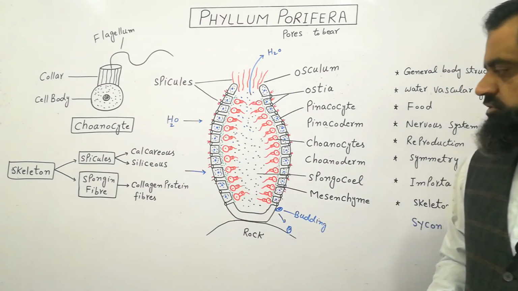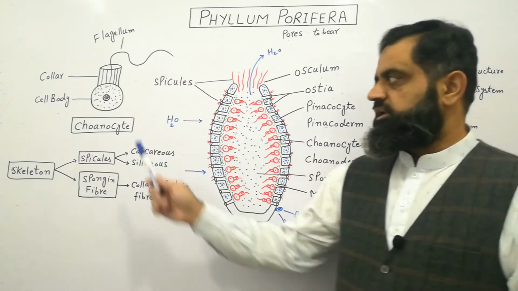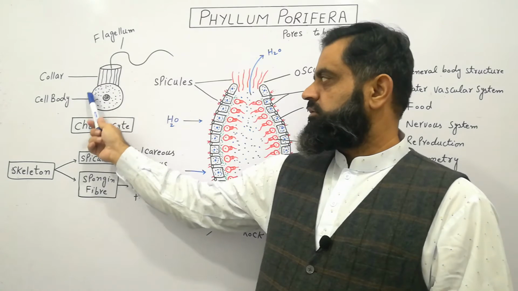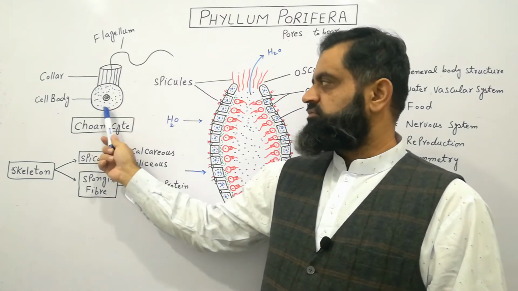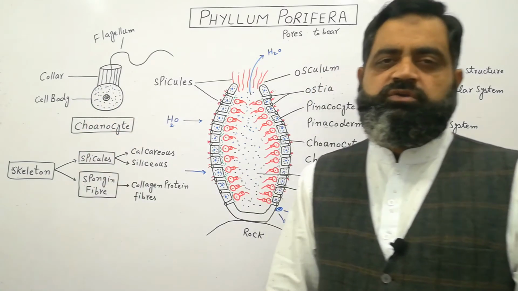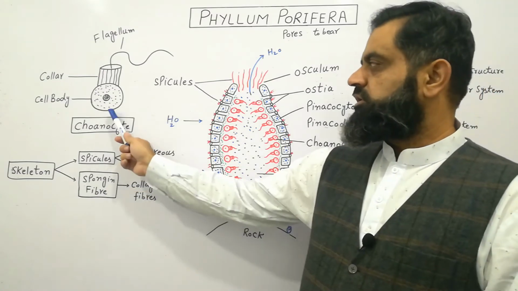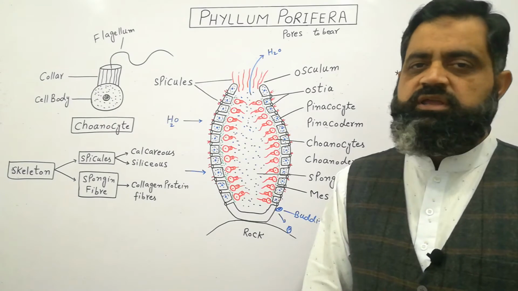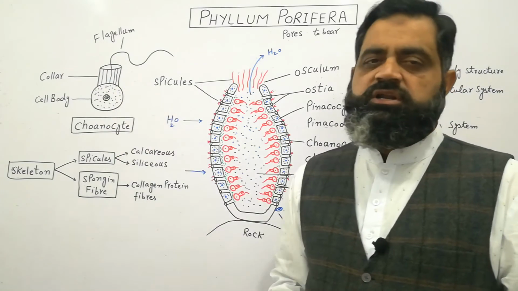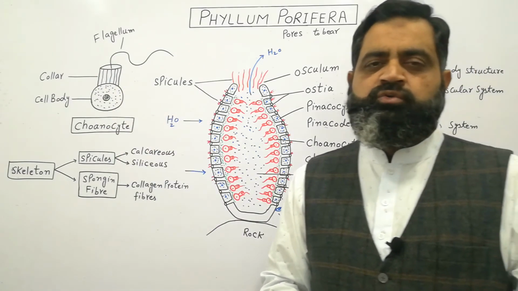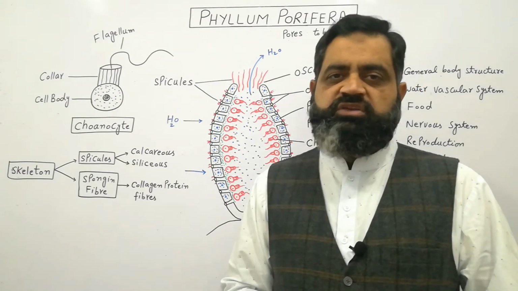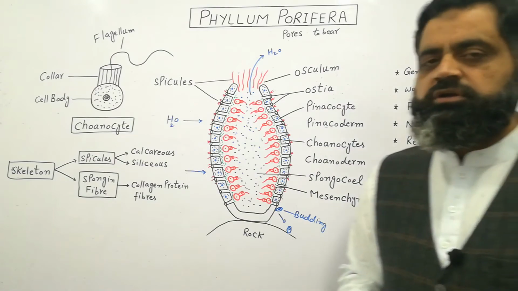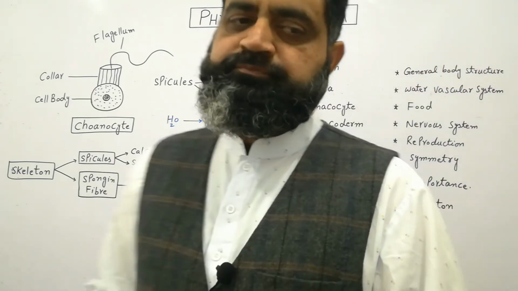If you look at the structure of choanocytes in detail, a choanocyte is made up of a cell body which contains a nucleus, cytoplasm and other organelles. On the upper surface of the cell body there is a delicate collar which contains microvilli, and on the other side there is a flagellum which beats to propel water and helps in the feeding process. So this is the general structure of the body of a sponge.